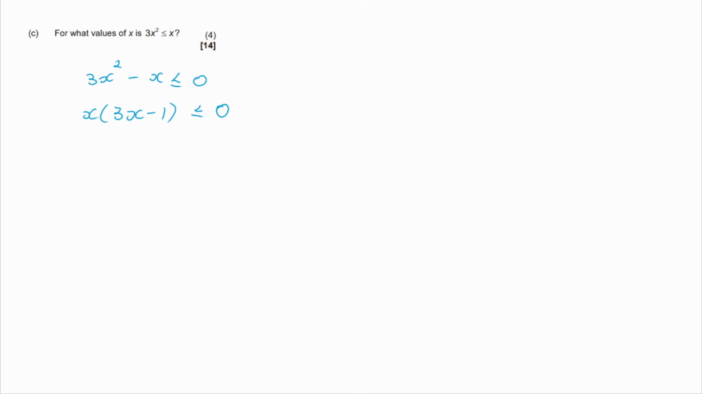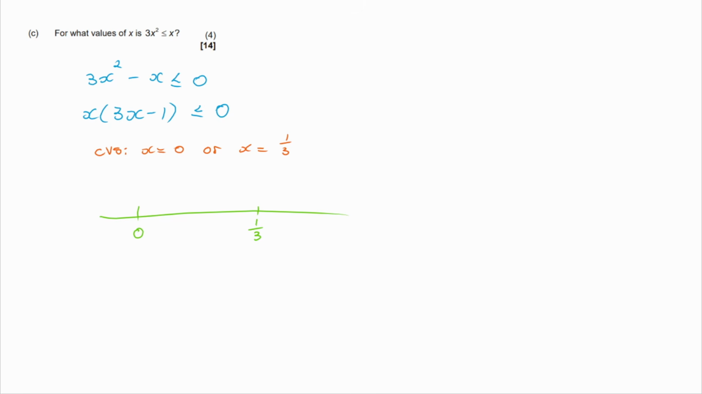So what we do now is we get our critical values. So we can see our critical values are x is equal to 0 or x is equal to 1/3. So you might know a different method, but this is the way I do it. So what we do now is we do a number line. So 0 will be here, 1/3 will be here.